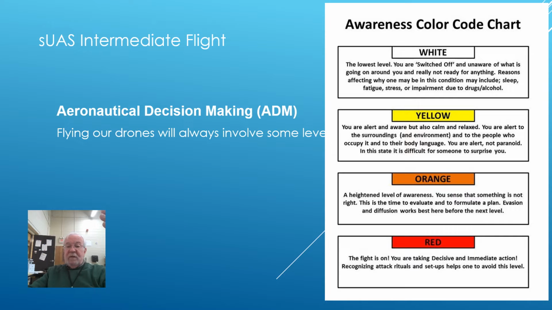Heightened level of awareness. You sense that something's not right. You start to evaluate and formulate a plan B. What are we going to do? Evasion and diffusion works best here, before the next level, right? Evasion is you find out what the threat is. Yeah, there's a thunderstorm way over there.